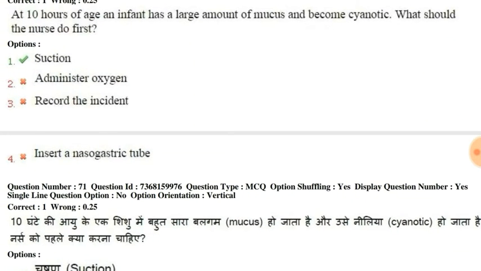Next is, at 10 hours of age, an infant has a large amount of mucus and becomes cyanotic. What should the nurse do first? There are four options and the correct answer is first one, that is suction.